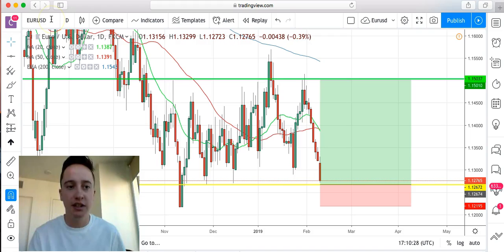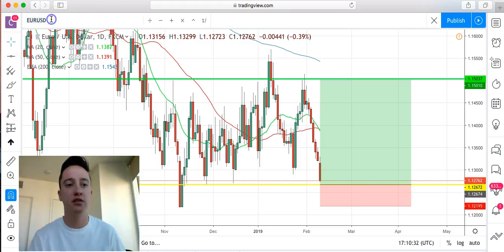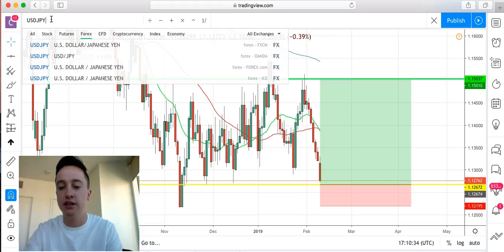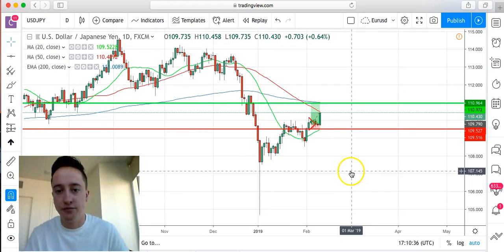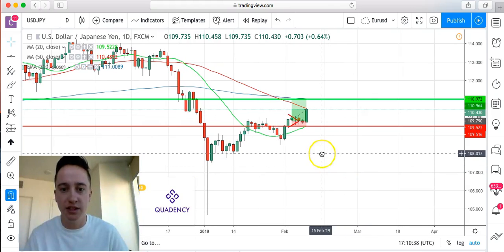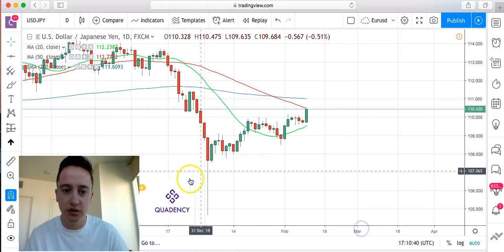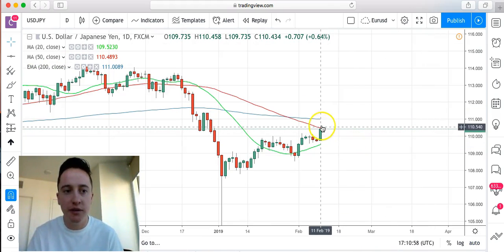Since Euro USD and USD JPY correlate in opposite directions, what I'm going to then do is go to USD JPY and see if we could find a sell limit there. And it looks very promising, guys. Let me delete all these drawing tools. And as you guys can see, we are coming right there.